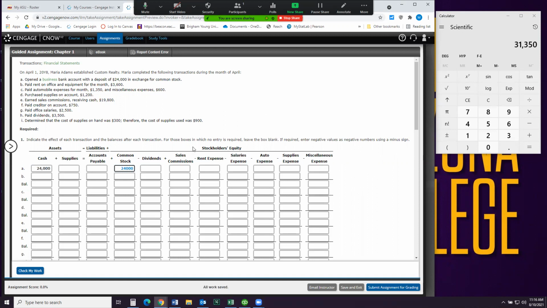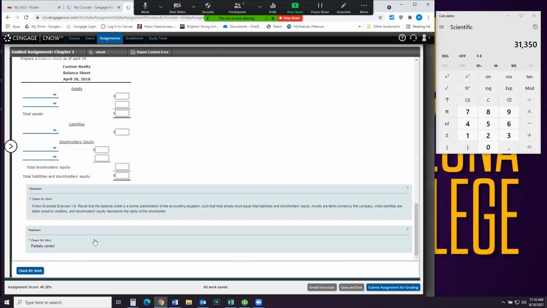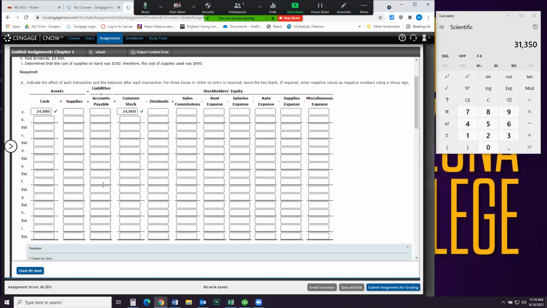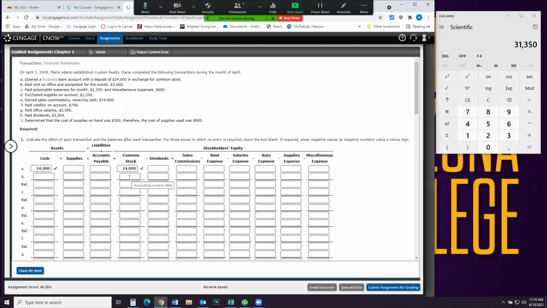Now, for these guided assignments, you have unlimited checks and unlimited submissions. So if we want, we can check. It's annoying because it goes all the way down to the bottom. It checks everything. But we can see the check mark saying we did it right. Remember, the basics of this fundamental accounting equation is that assets equal liabilities plus stockholders' equity. So anything we put on the assets side has to equal anything on the liabilities and stockholder equity side. That's our first sort of check to make sure what we're doing is right.